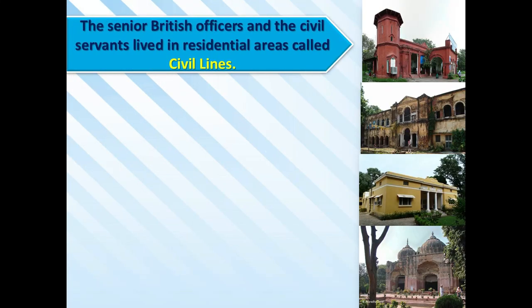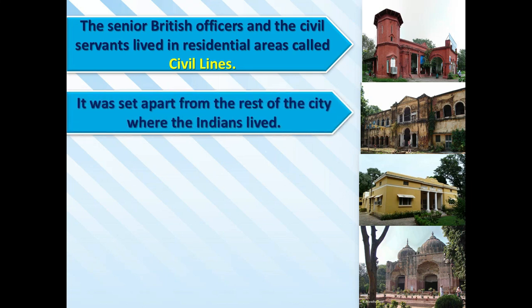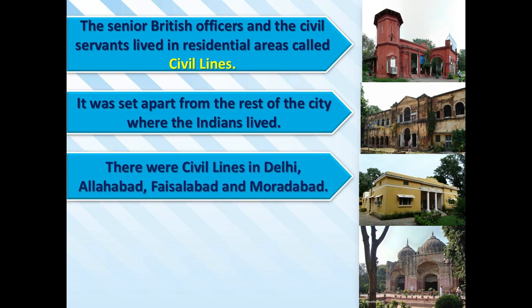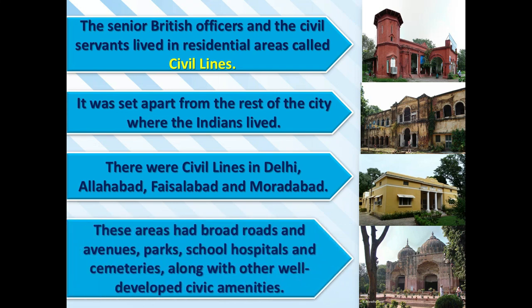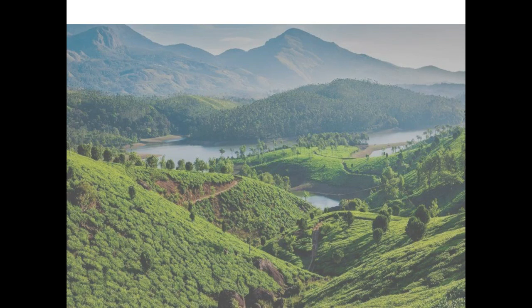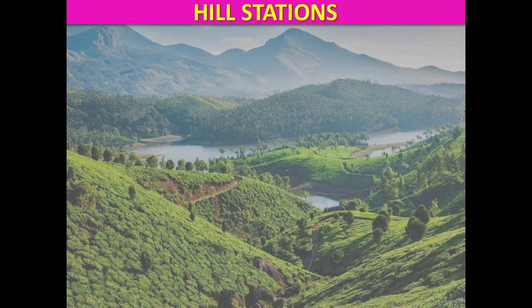The senior British officers and civil servants lived in residential areas called the civil lines. It was set apart from the rest of the city where the Indians lived. There were civil lines in Delhi, Allahabad, Faisalabad, and Moradabad. These areas had broad roads and avenues, parks, schools, hospitals, and cemeteries, along with other developed civic amenities. Next, we see about the hill stations.